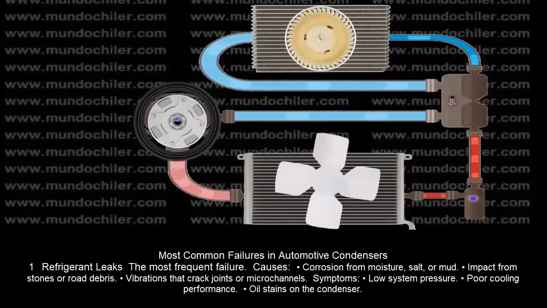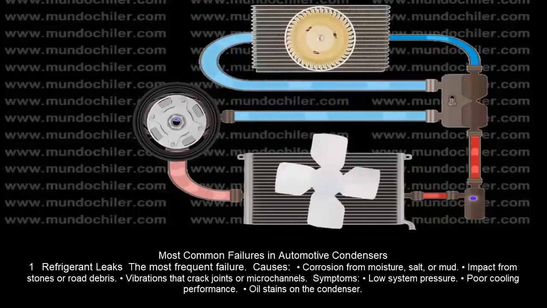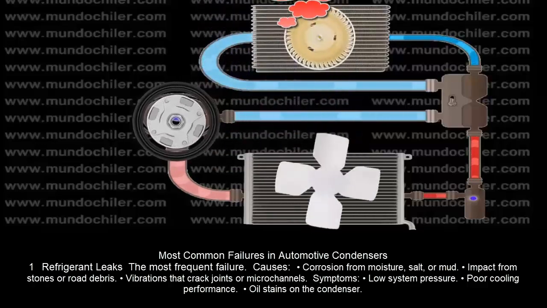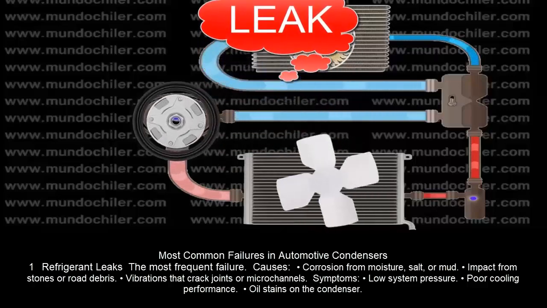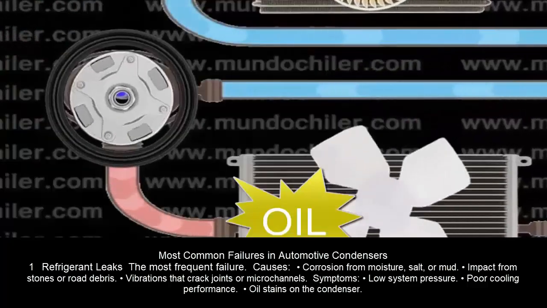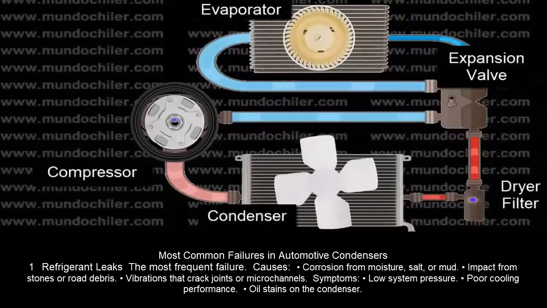Most common failures in automotive condensers. 1. Refrigerant leaks. The most frequent failure. Causes: corrosion from moisture, salt, or mud. Impact from stones or road debris. Vibrations that crack joints or microchannels. Symptoms: low system pressure. Poor cooling performance. Oil stains on the condenser.